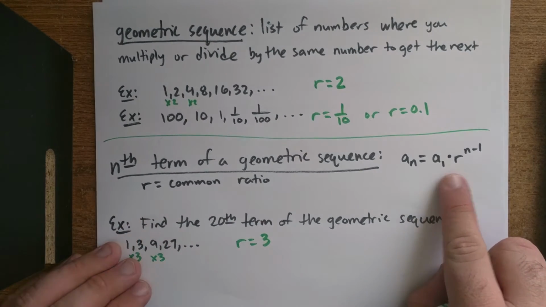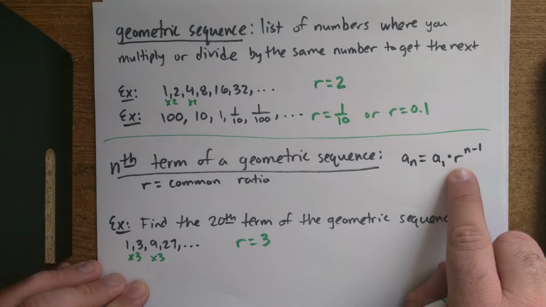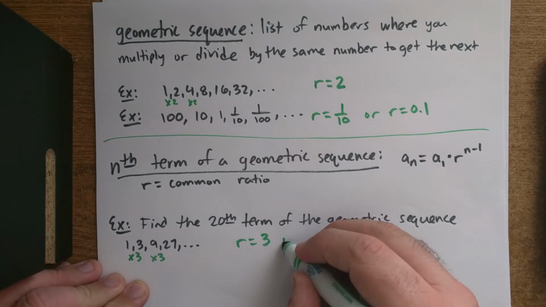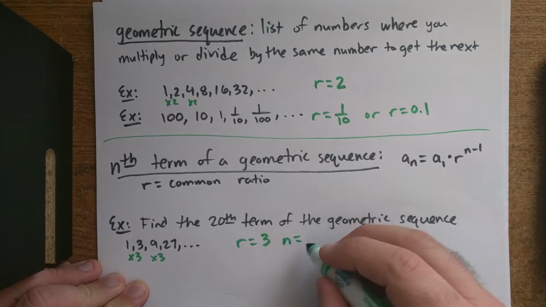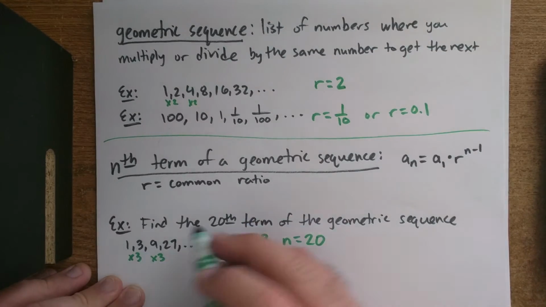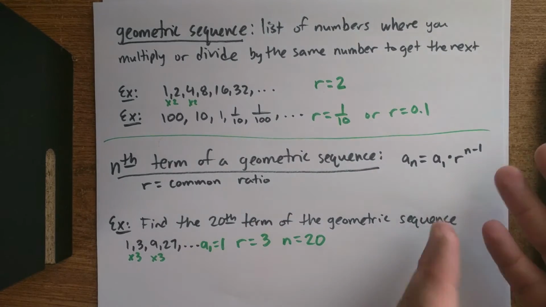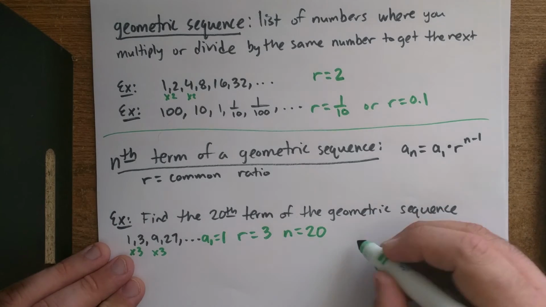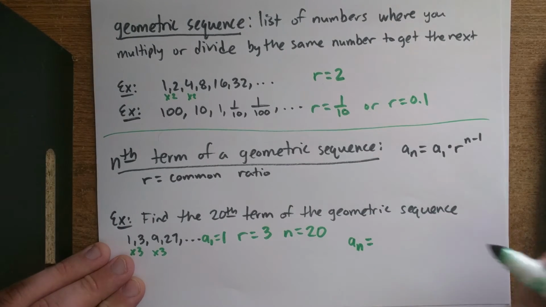Alright, if I look at my formula, I've got r now. I need to find n. Well, they tell me I need to find the 20th term, so n equals 20. a sub 1 is your first term, which we found to be 1. Alright, it's as simple as plugging into the formula. So I don't know what a sub n is, that's what I'm trying to find out.